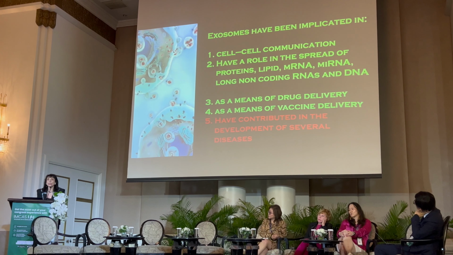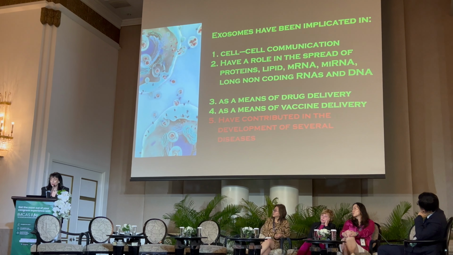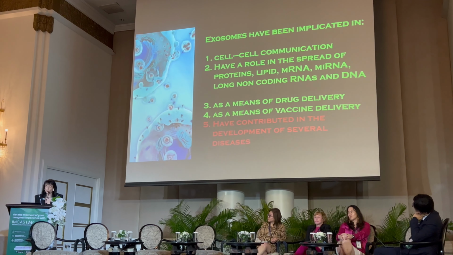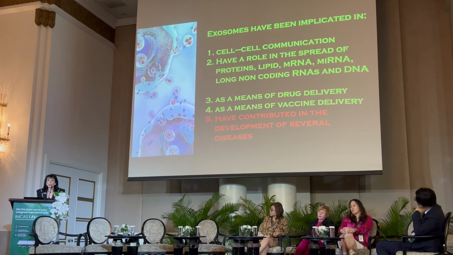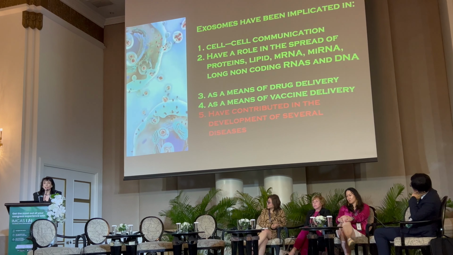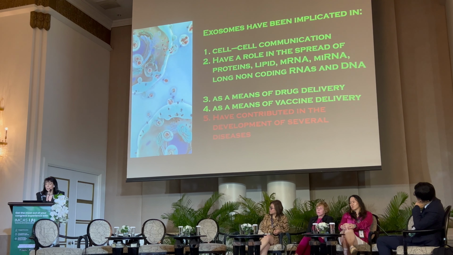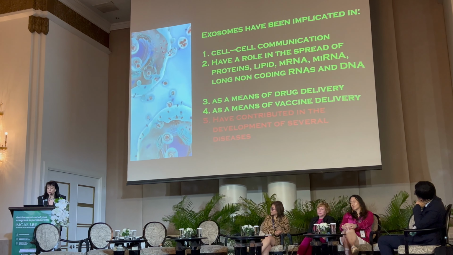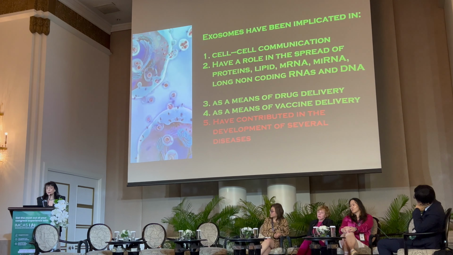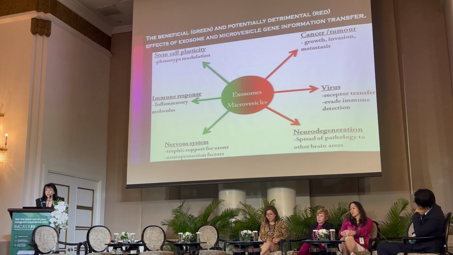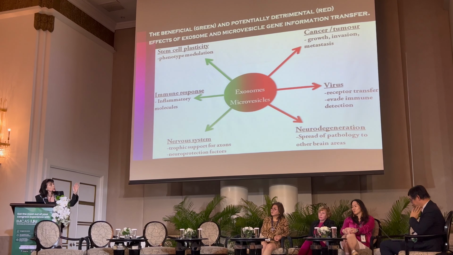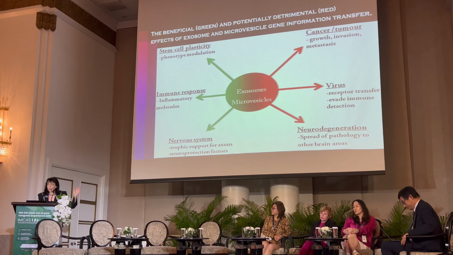So the lab that you're getting the exosomes from is the most important thing. Exosomes have been implicated in cell-to-cell communication. They have a role in the spread of proteins and RNA because of the microRNAs and the long non-coding RNAs that they involve. However, they have contributed to the development of several diseases as well. So the beneficial is the green part, and the damaging is the red part.